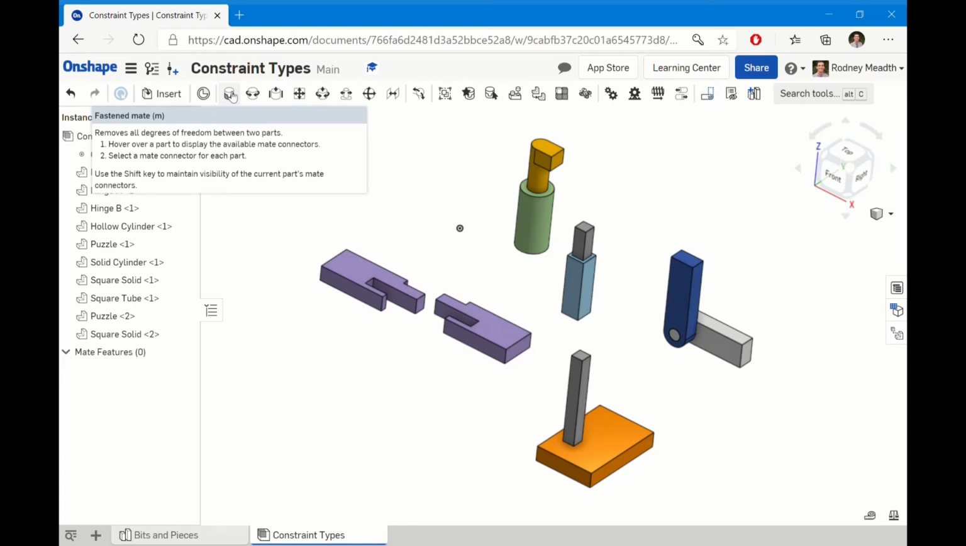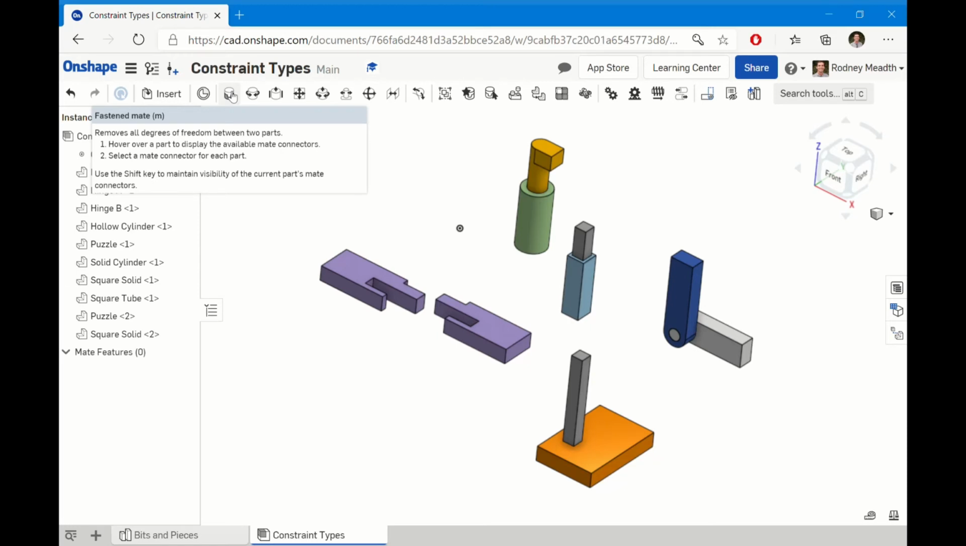This is the same thing as fixed. Fastened, fixed, they both start with F. And I love what it says here. You hover over it, and it says this removes all degrees of freedom between 2 parts. Okay, so you think about that. There are how many degrees of freedom in total? 6. You've got to get that pounded into your head with this video. 3 translational, 3 rotational.